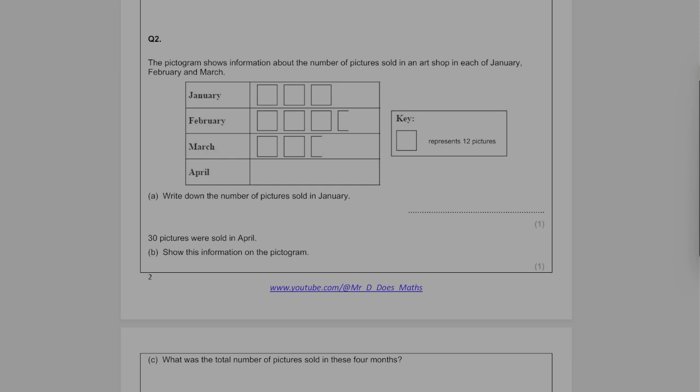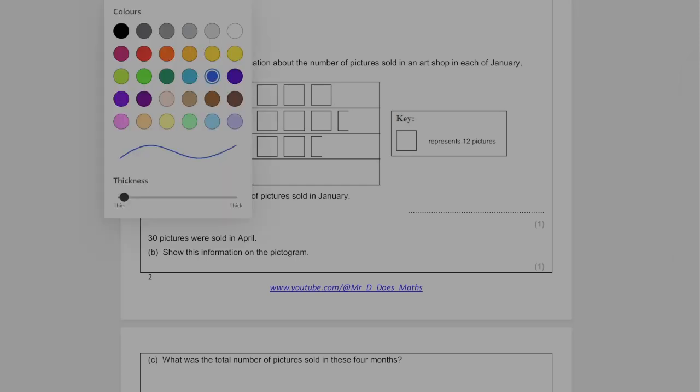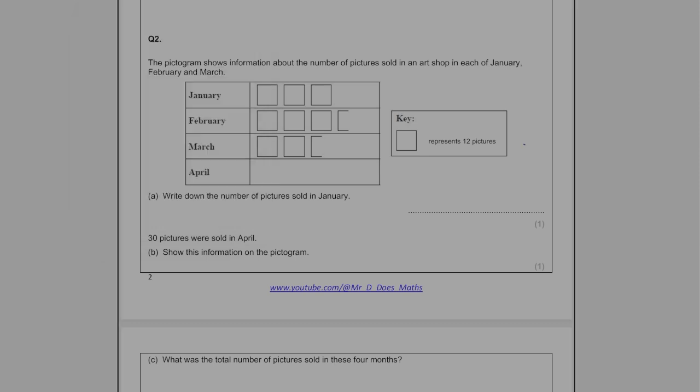Okay, so for this, the crucial bit of information is that each picture represents 12 pictures. So each pictogram picture represents 12 pictures. So in January, there were 3 lots. So it was going to be 3 times by 12, which is going to give us 36. So 36.